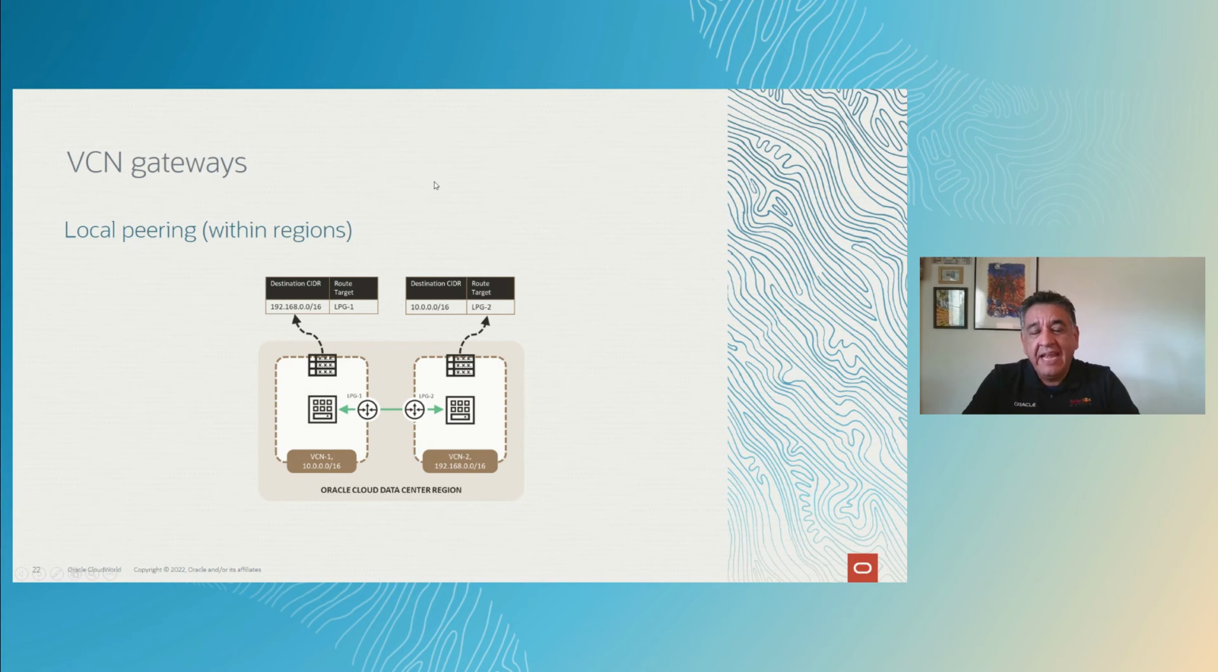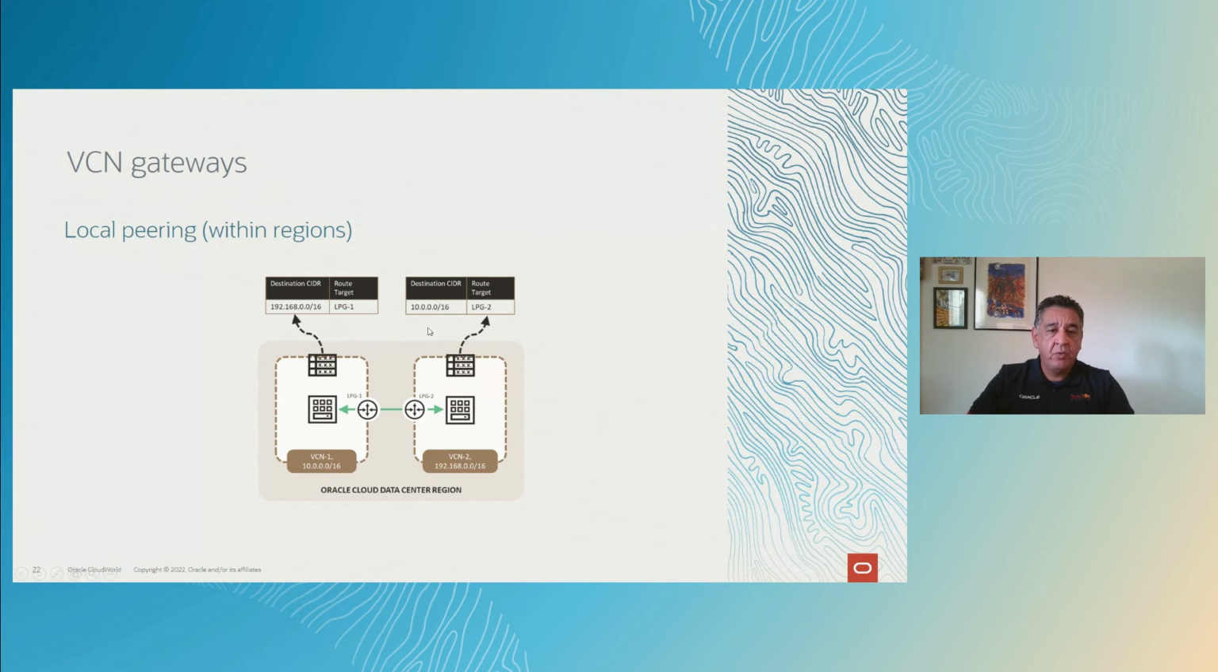Now, we have another gateway that we call the local peering gateway, and that's within regions. That means that if you want to connect two virtual cloud networks that are in the same region, you leverage that. I was mentioning the Ashburn region or the Phoenix region or the Singapore region. In this case, we are in the same region, and we have two virtual cloud networks with non-overlapping IPv4 CIDR blocks. And each one of the virtual cloud networks leverages a local peering gateway within the virtual cloud network, and then you establish a connectivity among them.